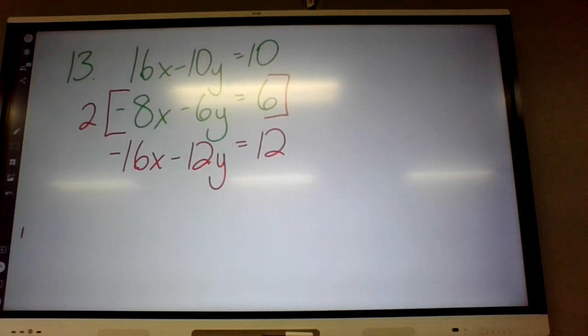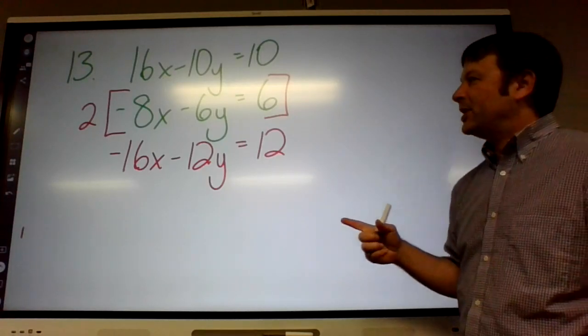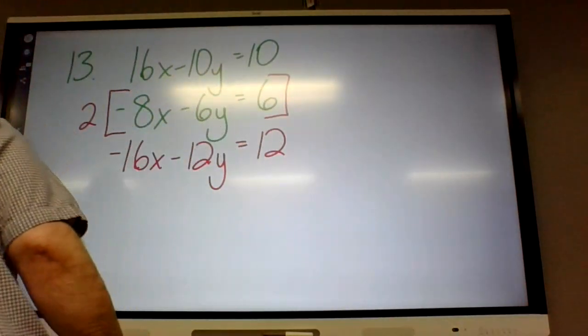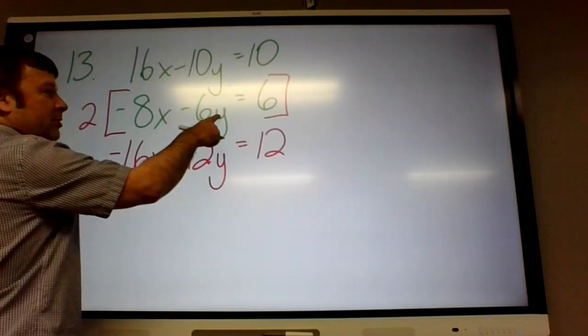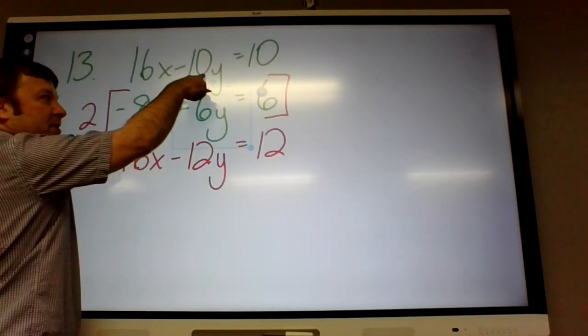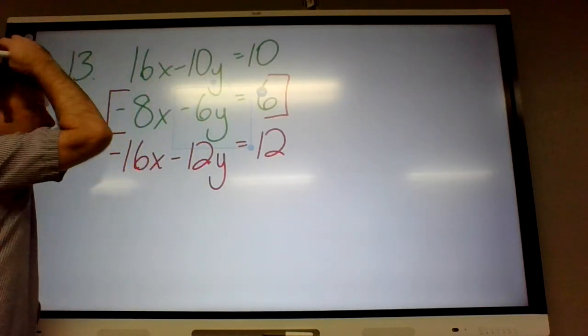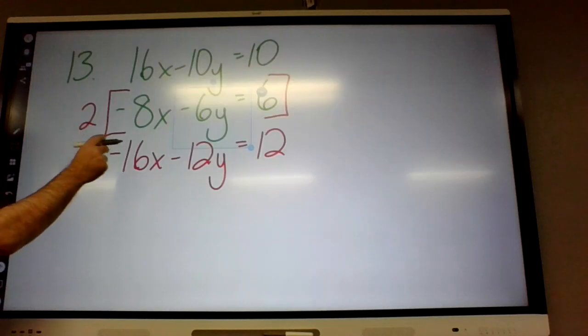You need to do that to either get rid of the x's or get rid of the y's. We're looking at the x's on this one. The y's would have been harder because 6 doesn't multiply into 10. You'd have to times it. So now, why did I do that?